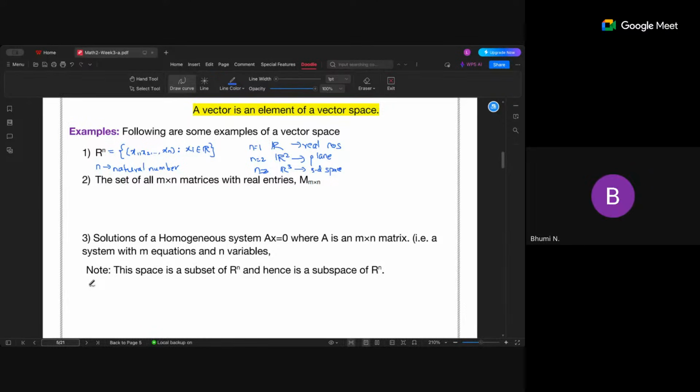n can be anything from 1 to infinity, right? But not 0.